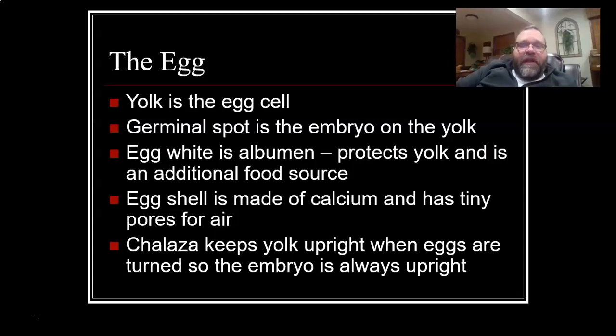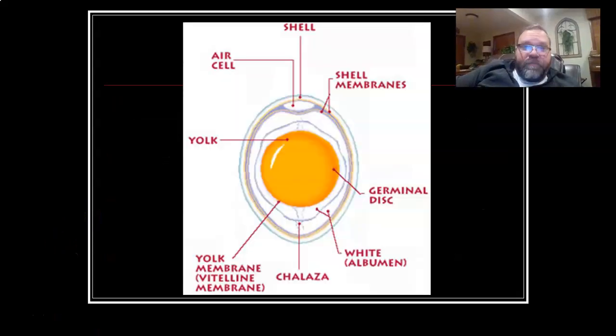Even though it doesn't look like it, the eggshell actually lets air in and out. And there's something called the chalaza that keeps the yolk upright when eggs are turned, so the embryo is always upright. Eggs are always constantly turned as a mom is sitting on them.